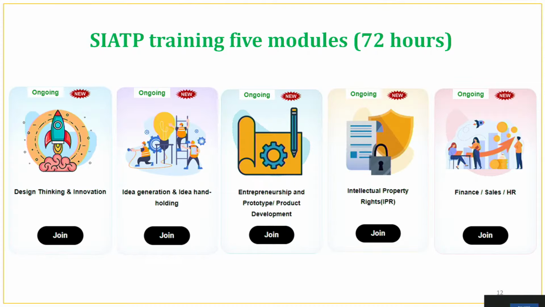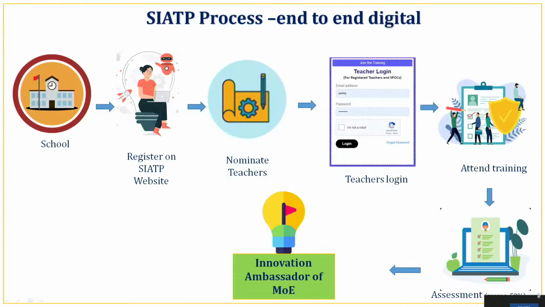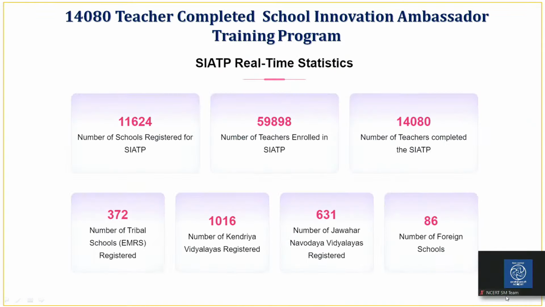We also cover how to generate an idea, how to hand-hold it, prototype and product development, IP, finance, sales, and HR. We talk about venture capital, startups, and how to get funding. All of this is guided in the 72-hour module. It's a simple procedure where they can log in, register and carry out the training program. As of today, 14,080 teachers have completed it. In each module of the 72-hour model they have an assessment, and after completing it they are called qualified. Those who qualify we call Ministry of Education Innovation Cell Innovation Ambassadors, who help us as change agents at the school level.